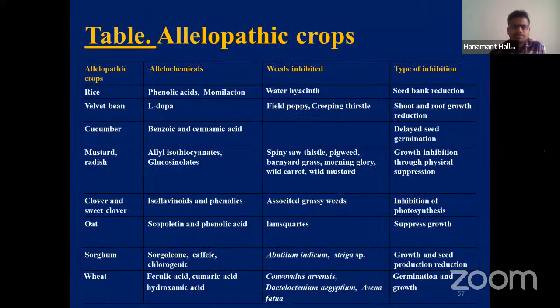So allelopathic crops, if you look at the crops, I also explained rice, that allelochemicals, phenolic acids, then weeds, inhibits water hyacinth. So these are all the examples. Through these crops we can have better control, to some extent, over the different weeds. So here velvet bean, the yellow chemical involved is L-dopa.